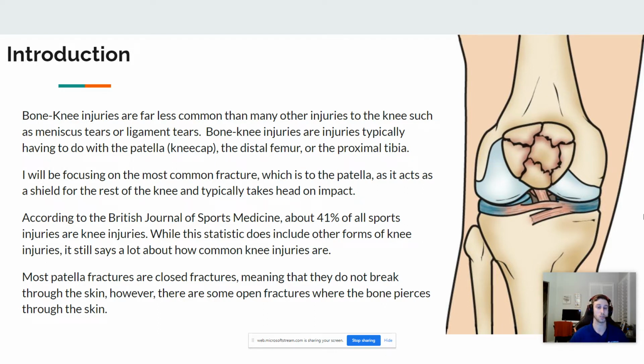According to the British Journal of Sports Medicine, about 41% of all sports injuries are knee injuries. Of course, this statistic does include meniscus tears and ACL, all those sorts of injuries. It shows how common knee injuries are. Most patella fractures are going to be closed fractures. The bone shards do not break through the skin. There are, however, some cases of open fractures where the bone does pierce through.